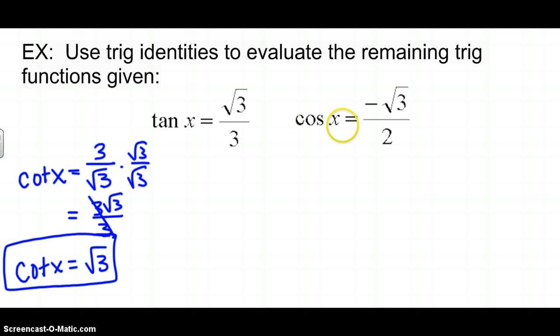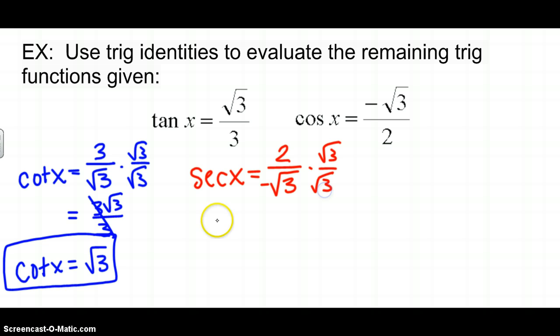The next one, we'll take cosine and we'll find its reciprocal. Recall that the reciprocal of cosine is secant. So I can take this fraction and find the reciprocal. Again, I'm going to rationalize. Don't forget to keep that negative sign. So the secant of x will be equal to negative 2 root 3 over 3.